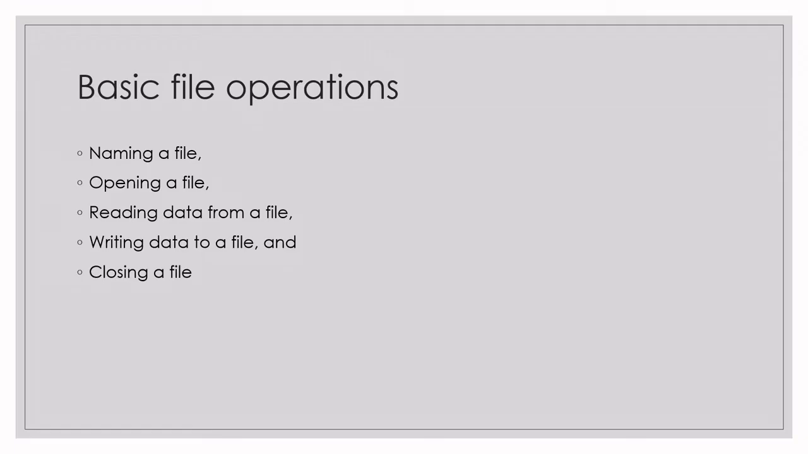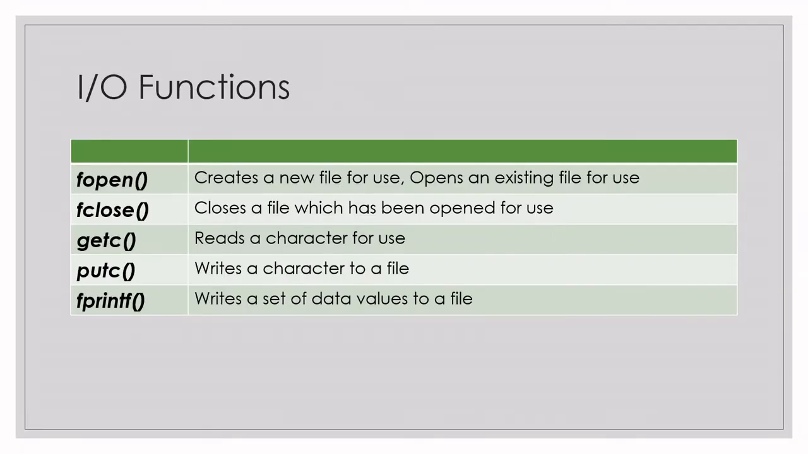Basic file operations are naming a file, opening a file, reading data from a file, writing data to a file, and closing a file. And we will discuss all these in detail later. The fopen function is used to create a new file. The fclose function is used to close a file.